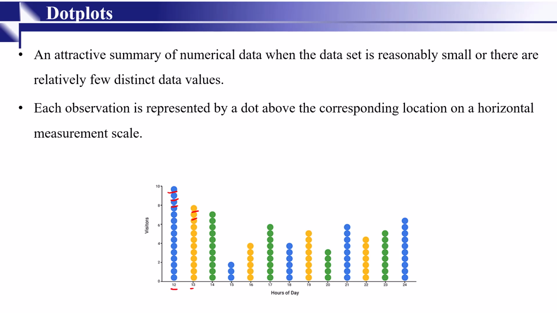For example, these are the locations that you can see here. When a value occurs more than once, there is a dot for each occurrence, and these dots are stacked vertically. As with the stem and leaf display, a dot plot gives information about location, spread, extremes, and gaps.